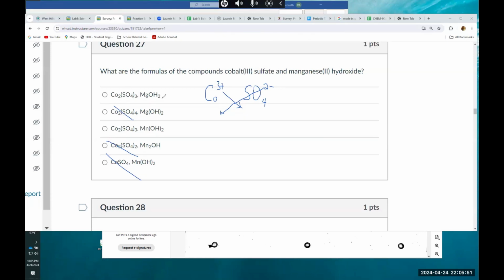What's wrong with this? Is that hydroxide or is that something else? That's something else, because hydroxide would have the parentheses. That's right, we need the parentheses. And it would be Mg, because manganese is Mn and magnesium is Mg. That's right. So there were 2 things wrong with that one, huh? Okay. Not bad.